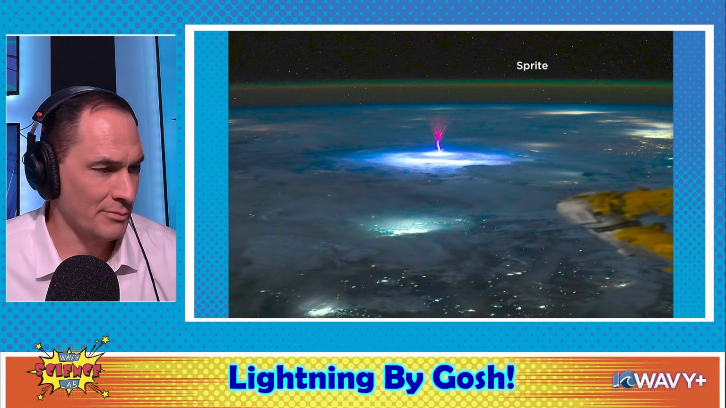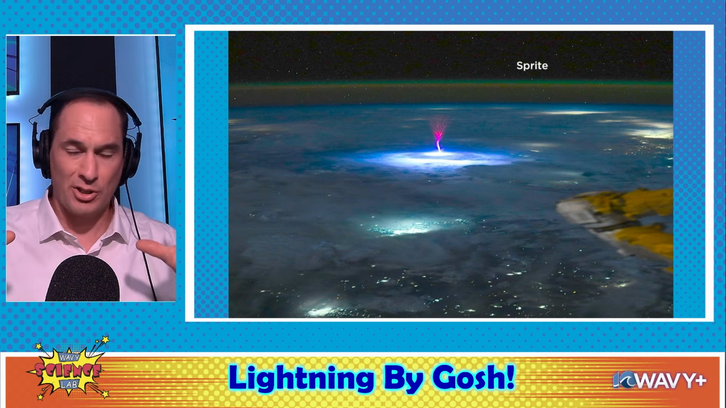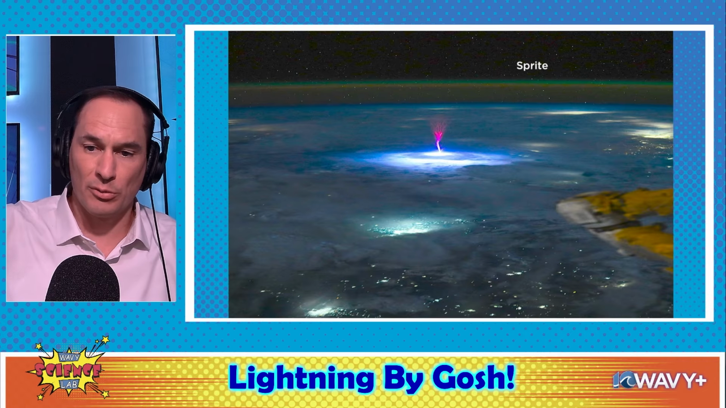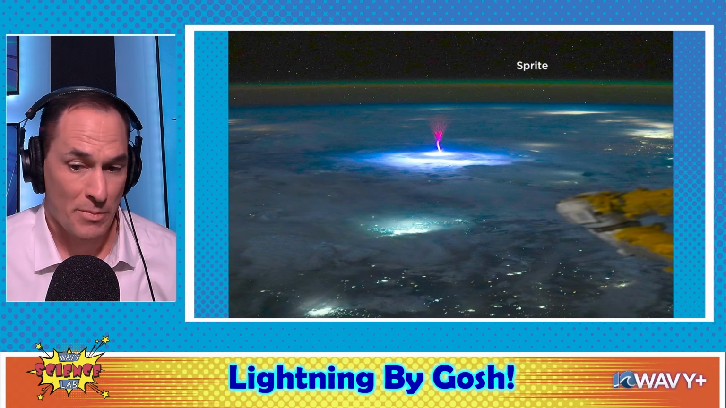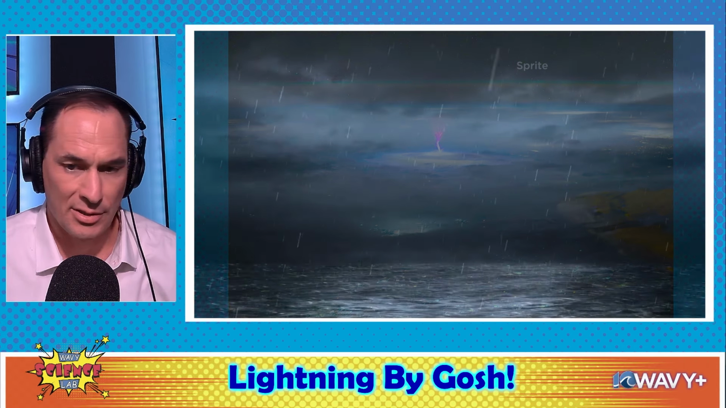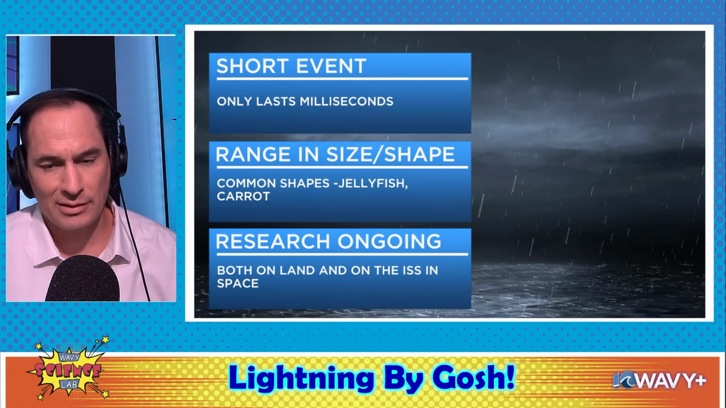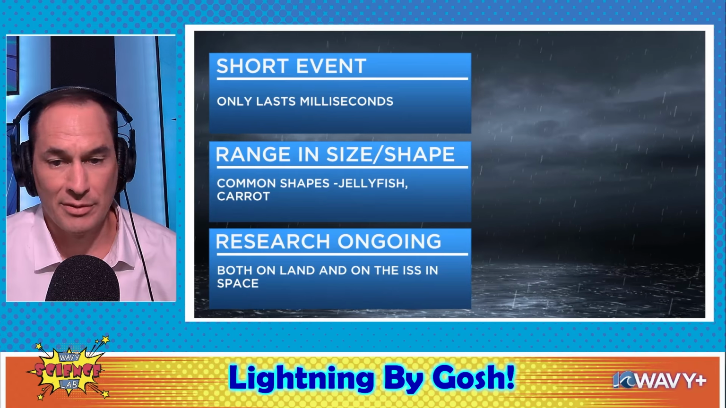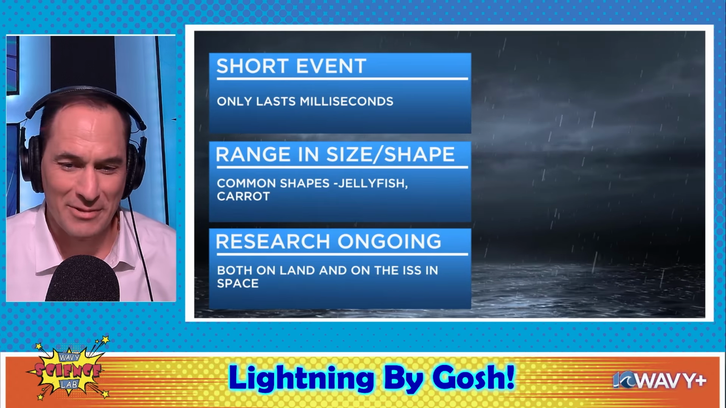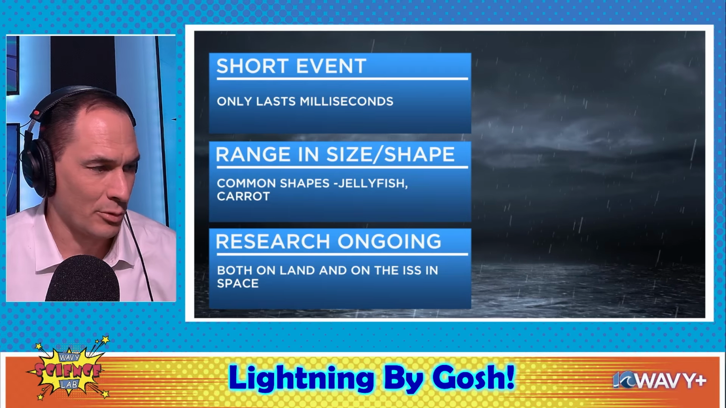All right, so this is kind of cool. This is a sprite, a little feature above thunderstorms. Sometimes you get all these electrons, all this electricity, so above the thunderstorm it can actually get up higher into the atmosphere and create sprites. Very cool to see. These sprites are short events, milliseconds. I think the light from them lasts a little bit longer, but maybe the electricity from it doesn't. Common shapes: jellyfish, carrot. Seen different ones. And research for those is ongoing.